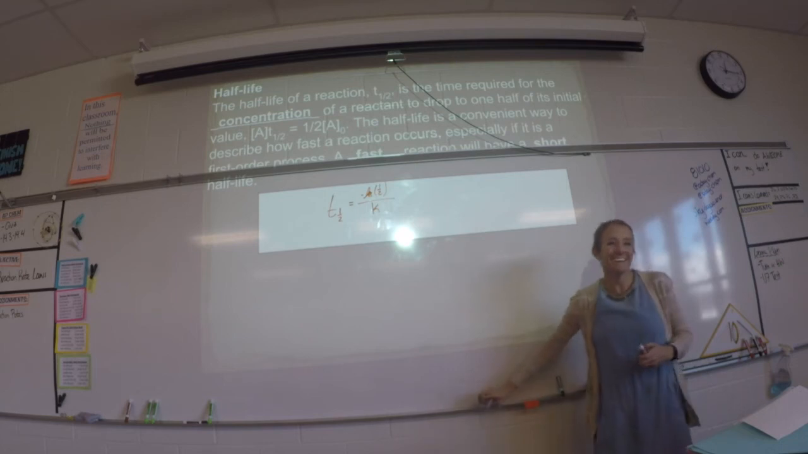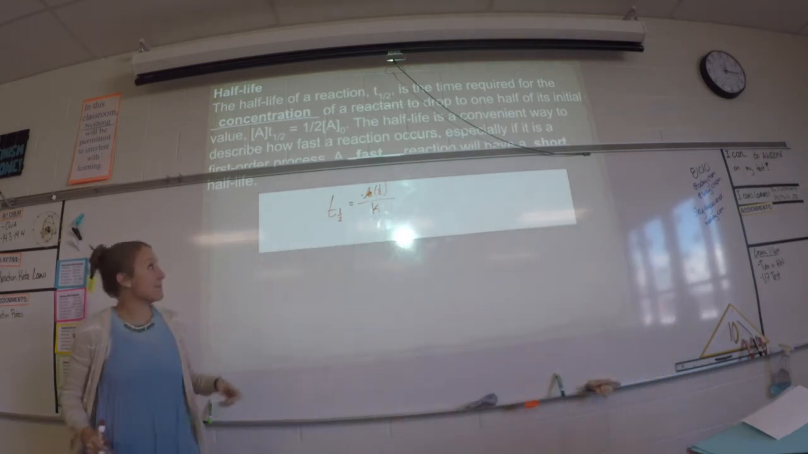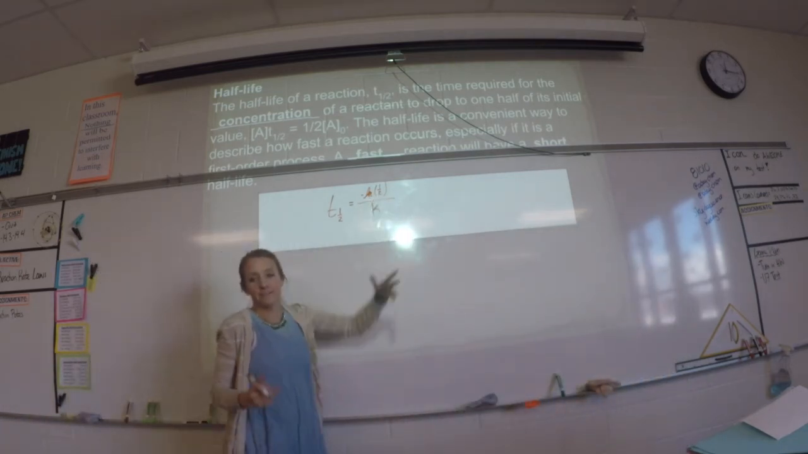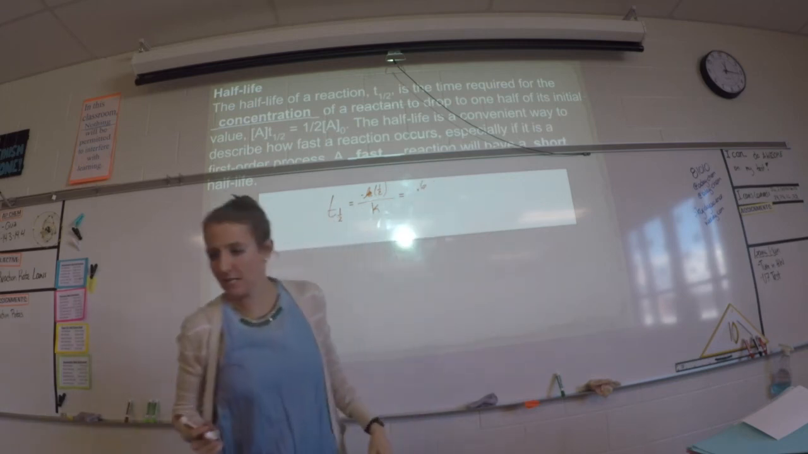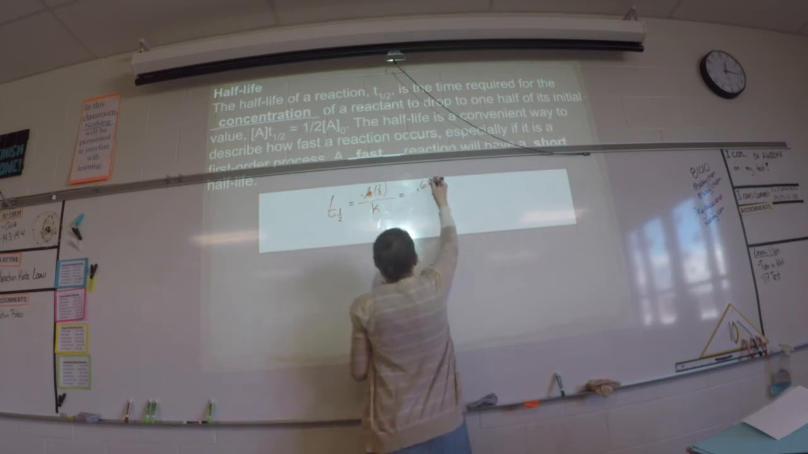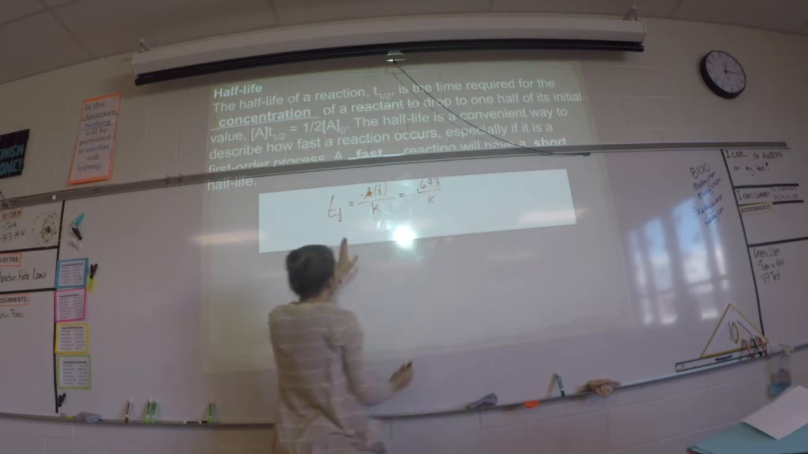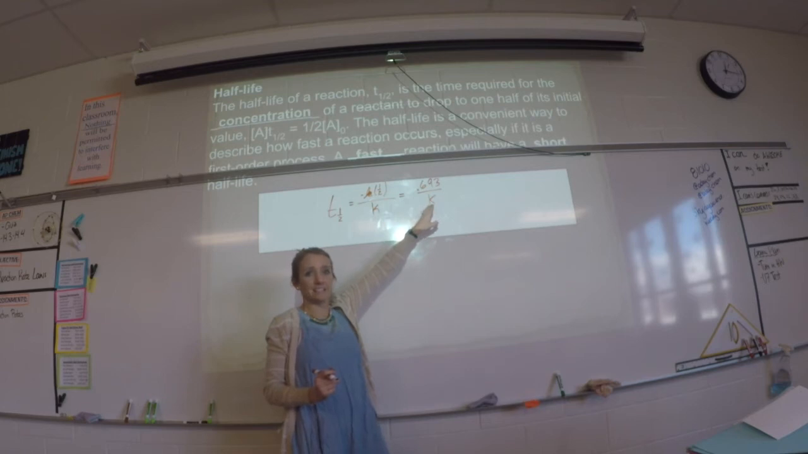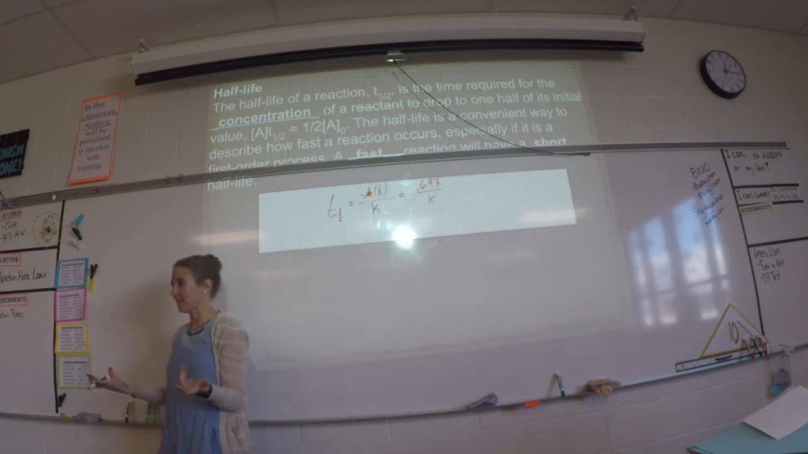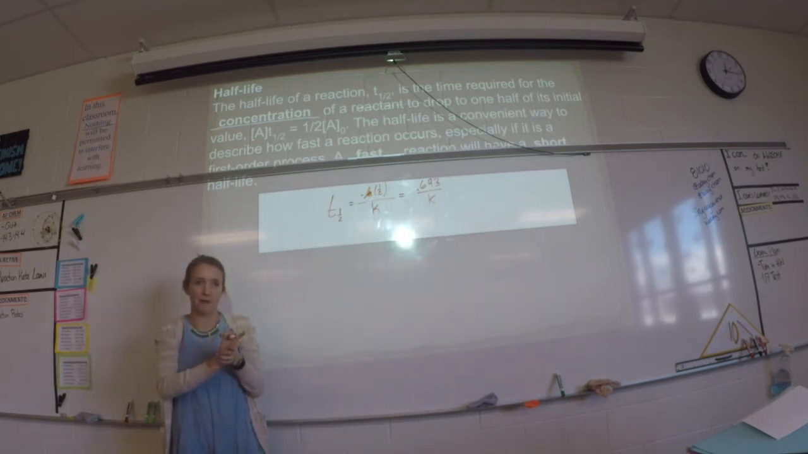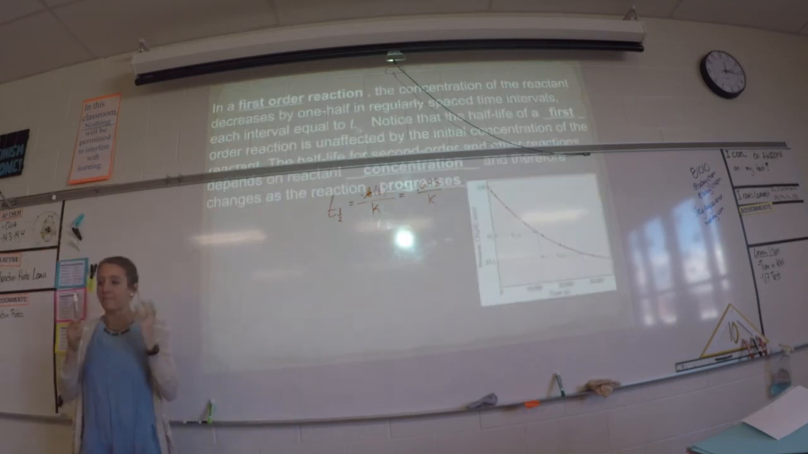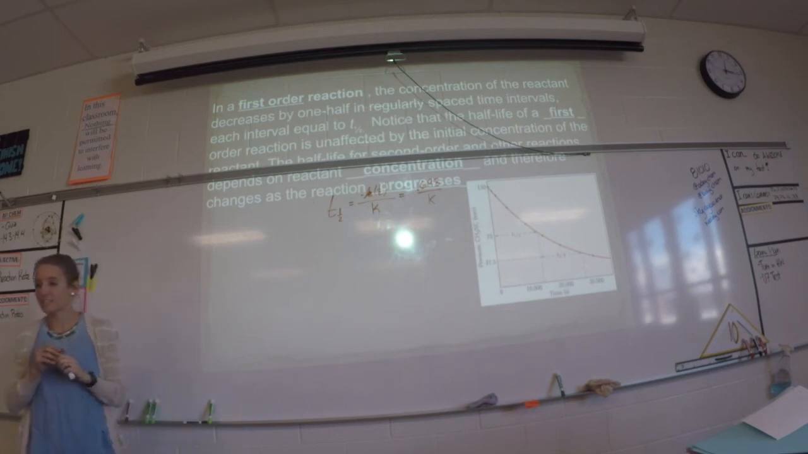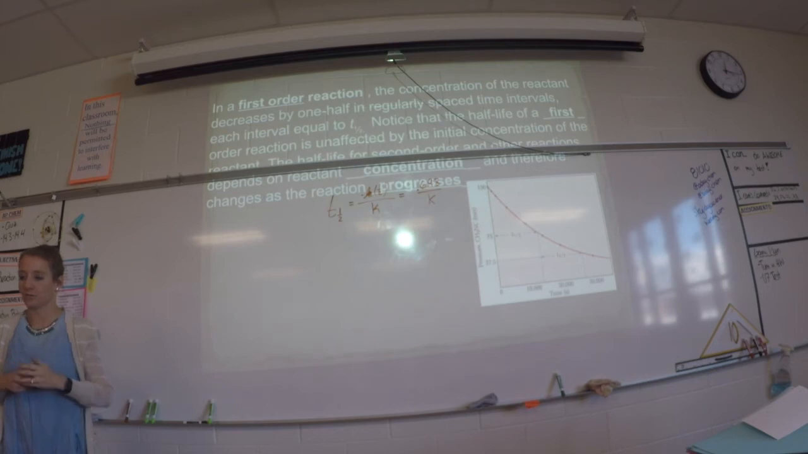Thank you. Better? Okay, since that's just a number, technically if you plug it in, you get 0.693 over k. So this is just a way you could calculate it. If you know what k is, you can find out the half-life, how long it takes to get to half my amount. In general, the biggest part is that for first order reactions, the concentration decreases by 1/2 at regularly spaced intervals.